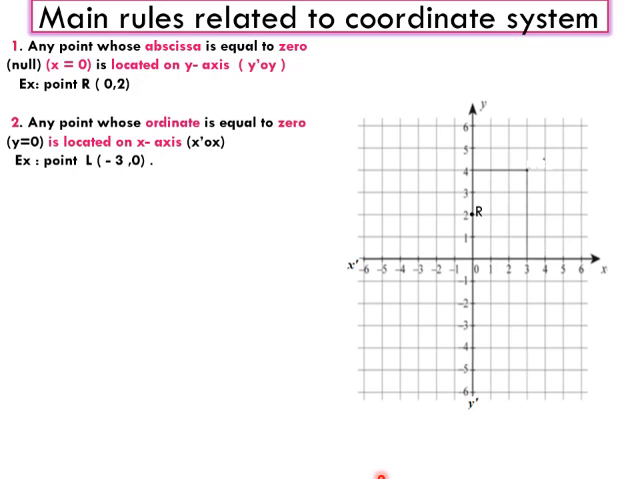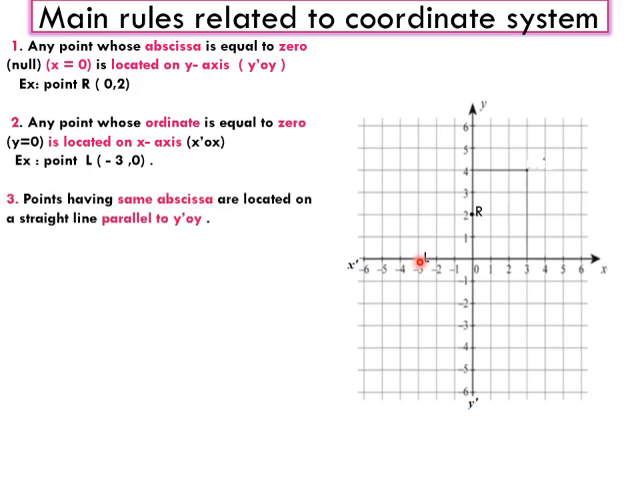Any point whose ordinate is equal to 0 means y equals 0 is located on x-axis, x prime or x. For example, point L of coordinates -3, 0. We start at the origin O. We move 3 units to the left along the x-axis since the x of L is equal to minus 3, but we do not move either upward nor downward along the y-axis since its ordinate is equal to 0. So point L is located here. It's located on the x-axis.